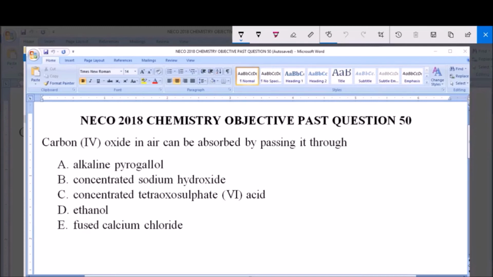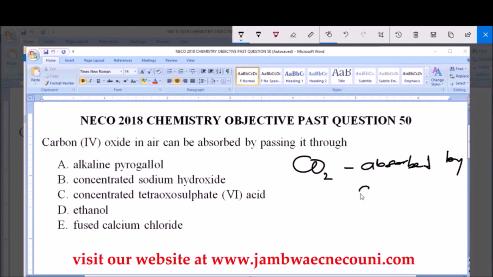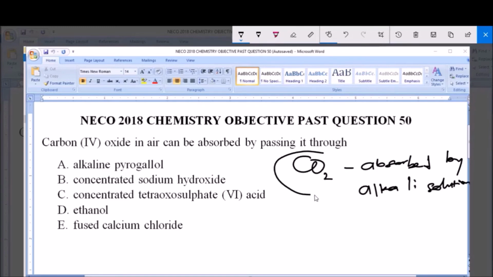Now, carbon dioxide, CO2, is generally absorbed by alkalis. That's alkali solution. So generally, alkali solution will readily absorb carbon dioxide from any place. But the alkali solution that will readily absorb carbon dioxide from the air is alkaline pyrogallol.